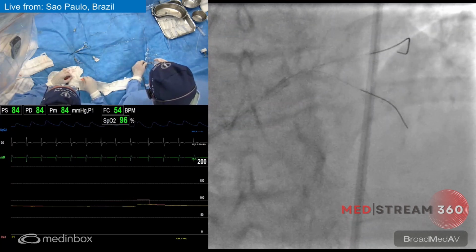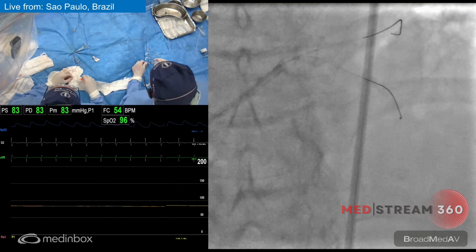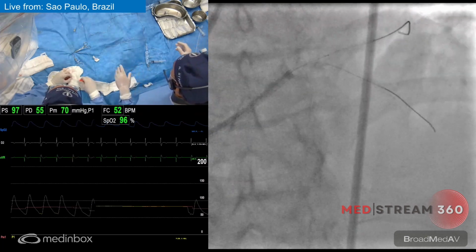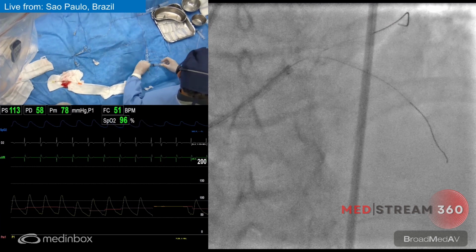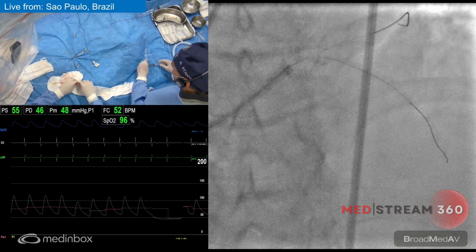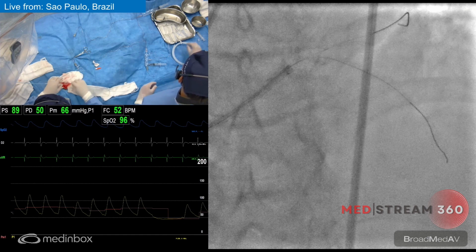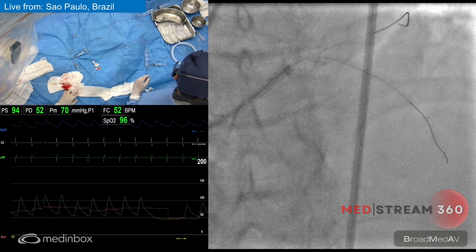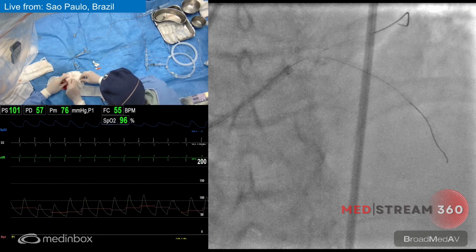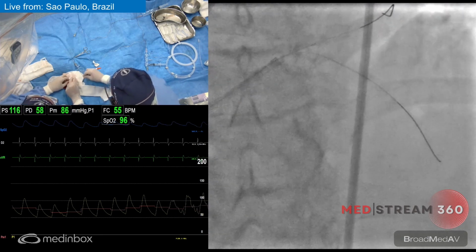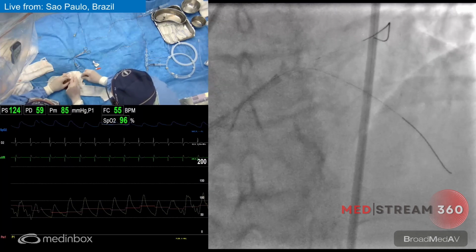a 3.0 by 29 balloon, a sirolimus-coated balloon with ultra-thin target technology. It's from Microport, the Firehawk, and a biodegradable PLA polymer. It's one of the most used DES in the world, and it's number 1 in China.